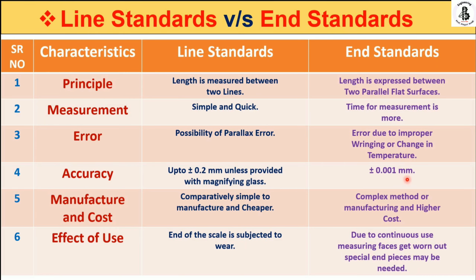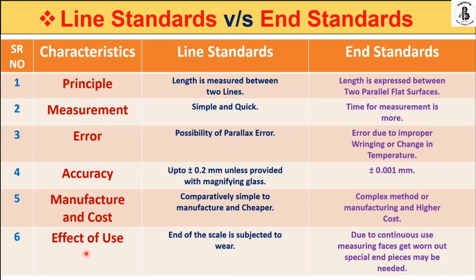Characteristics with regard to manufacture and cost. In case of the line standard, it is comparatively simple to manufacture and cheaper, easily available in local markets. But in case of the end standard, the manufacturing methods are complex and the cost is higher. If it is calibrated, like slip gauges, it will have a maximum cost.